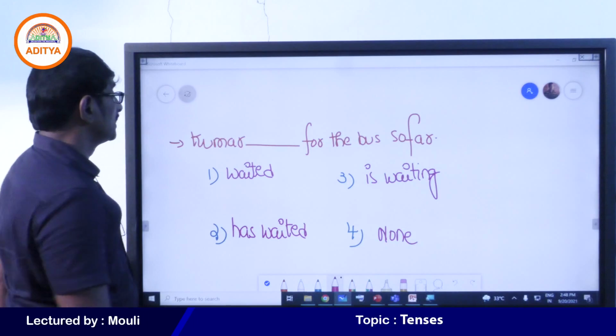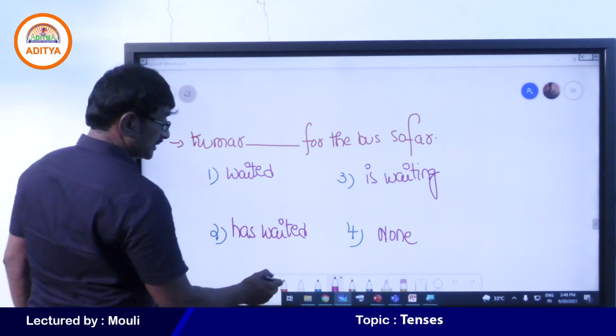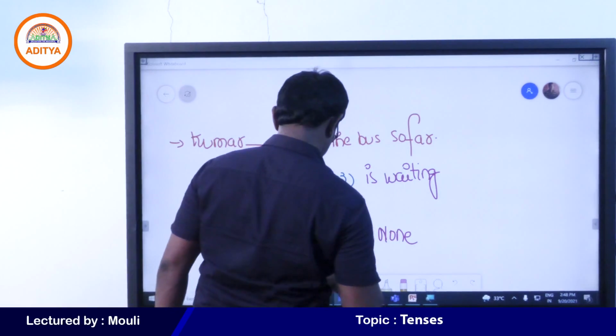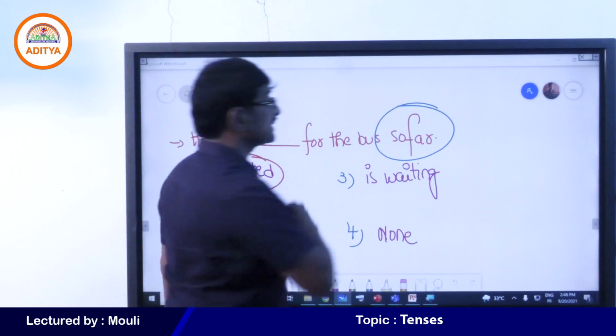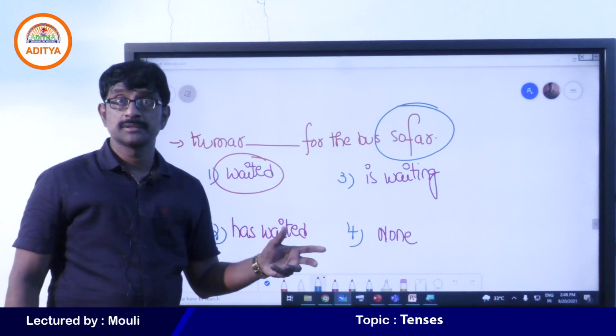Now you look at this. Kumar dashed for the bus so far. So the first one, waited, is wrong because "so far" is there. You have to recognize "so far". "So far" is related to present perfect tense.